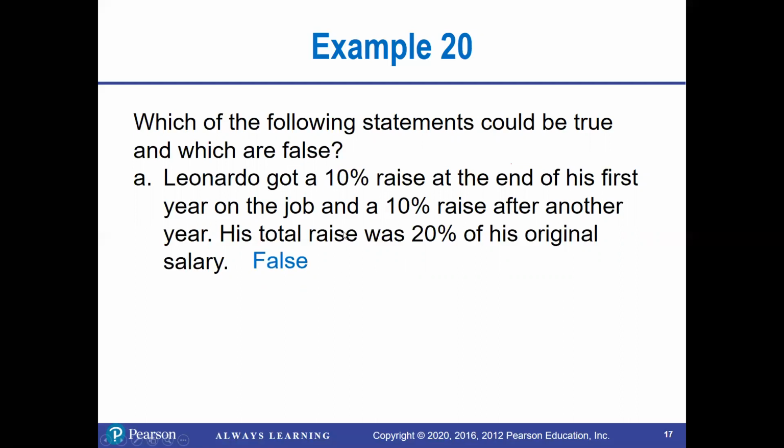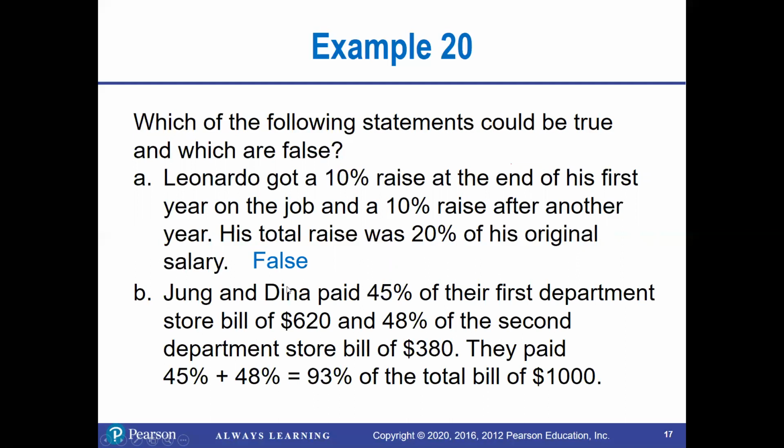The reason is that when he gets the 10% raise, he's going to have more money than he started with. And so when you take 10% of the new rate after the first raise, that 10% is going to be more than the first 10%. So it's not a total of 20%.